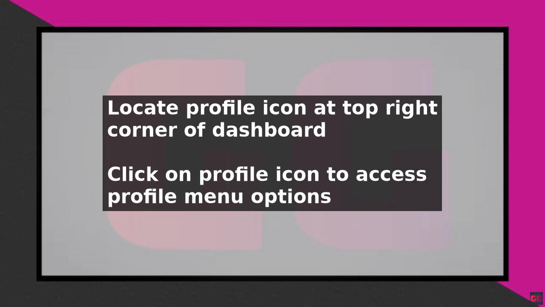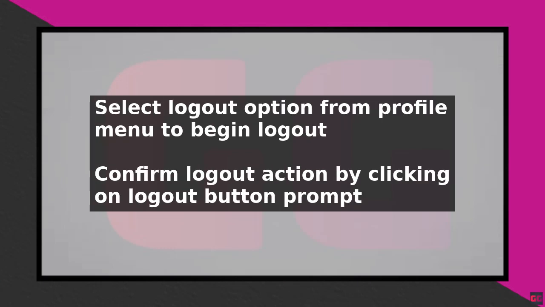Click on the profile icon to access the profile menu. The profile menu will drop down, revealing several options, including the logout option. Select the logout option from the profile menu. You may be prompted to confirm that you want to log out of your Exodus Wallet account. Confirm the logout action by clicking on the logout button. Exodus Wallet will then log you out of your account, and you will be taken back to the login screen.